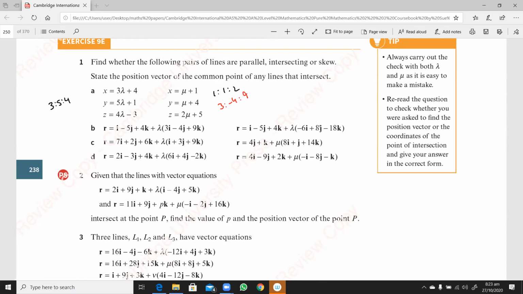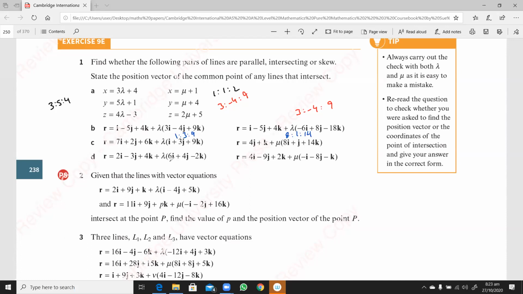And over here, if you simplify this, if you take a minus 2 common from here, that is also going to be 3 ratio minus 4 ratio 9. So in part B, you have two parallel lines. And if you look at this part C, here the direction ratios are 1 ratio 3 ratio 9, and here you have 8 ratio 1 ratio 14. So they're clearly not the same. So in part C, you don't have parallel lines, okay?